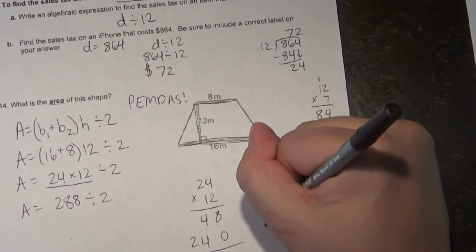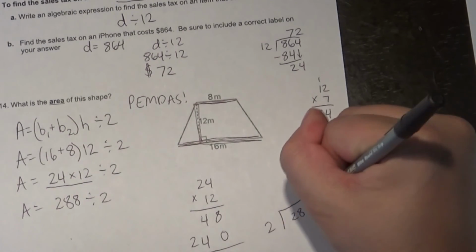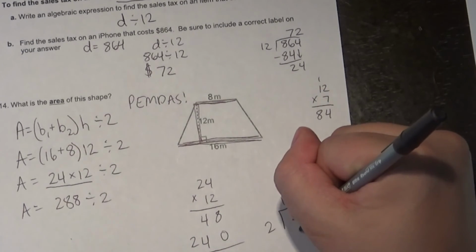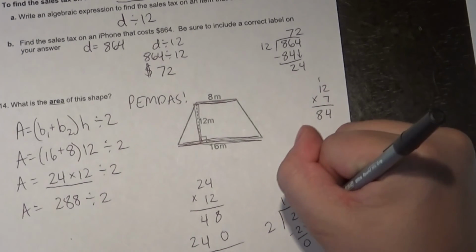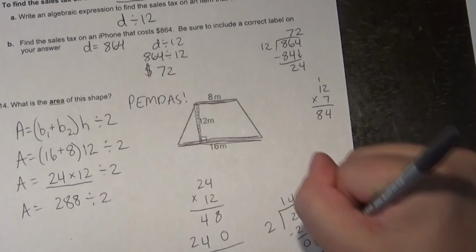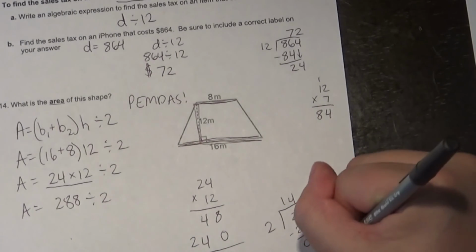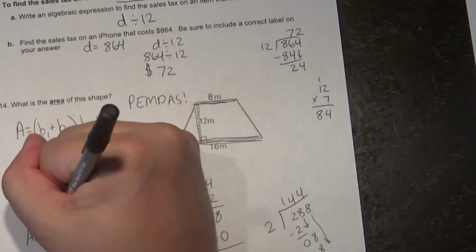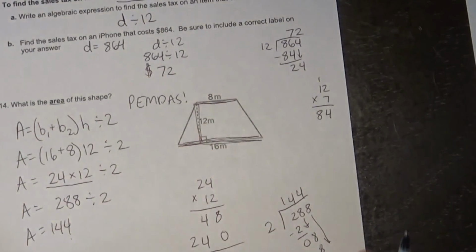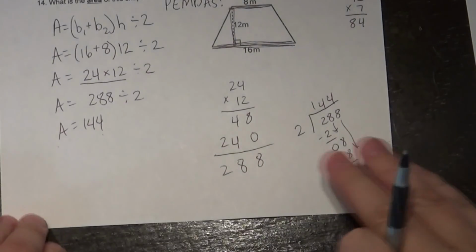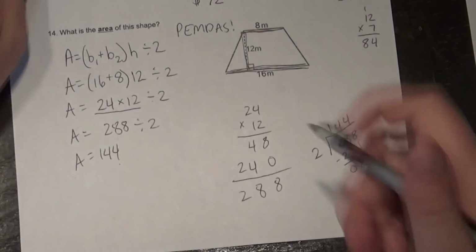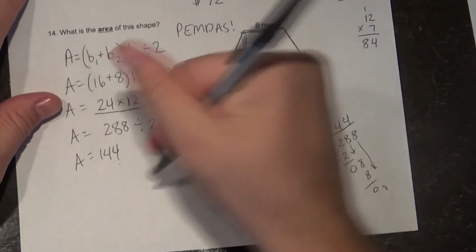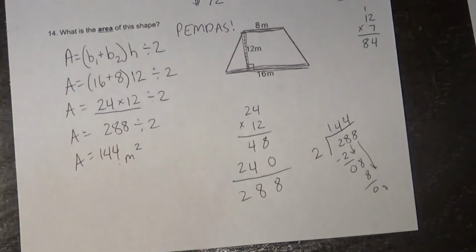So now let me divide that by 2. It goes into 2 once. That's 2. That's 0. Bring down my 8. That would be a 4. 4 times 2 is 8. That's 0. Bring down my 8. That's also 4. That's 144. But I can't forget my label on this one. And my label, of course, if I'm talking about area of a trapezoid, is going to be meters squared. So I want to make sure I include meters squared.